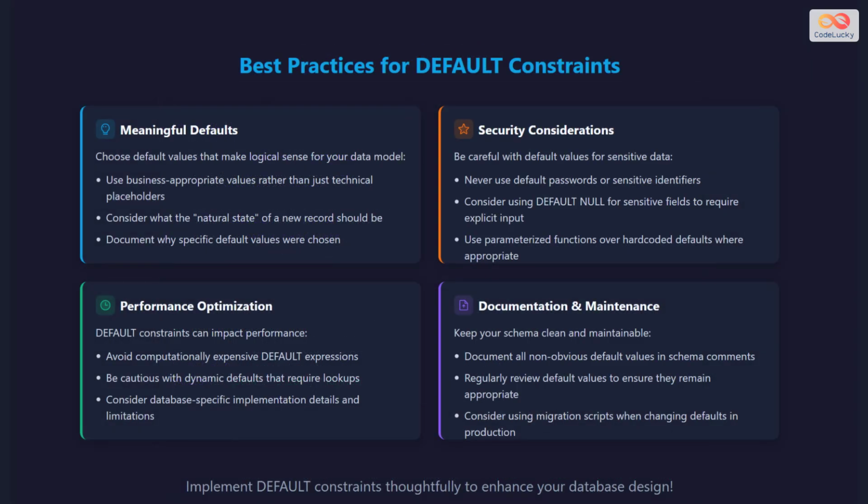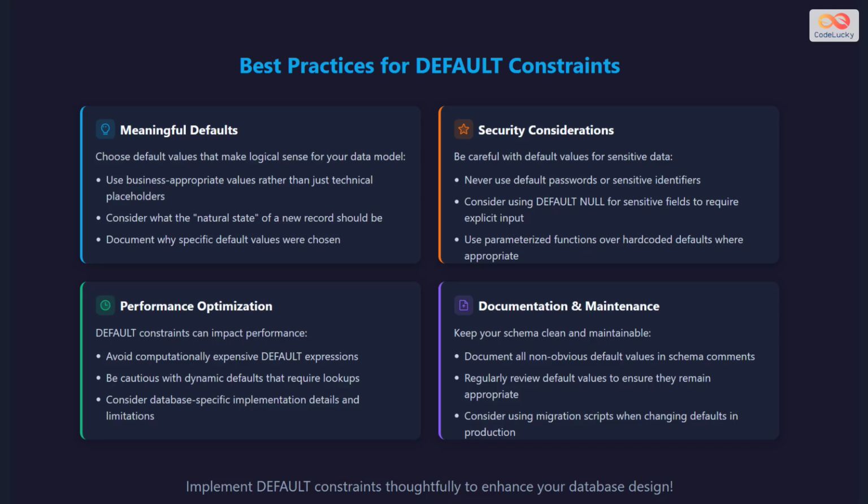Now let us discuss some of the best practices for using default constraints. First is meaningful defaults. Choose default values that make logical sense for your data model. Use business-appropriate values rather than just technical placeholders. Consider what the natural state of a new record should be, and document why specific default values were chosen. Second is security considerations. Be careful with default values for sensitive data. Never use default passwords or sensitive identifiers. Consider using default null for sensitive fields to require explicit input, and use parameterized functions over hard-coded defaults where appropriate.